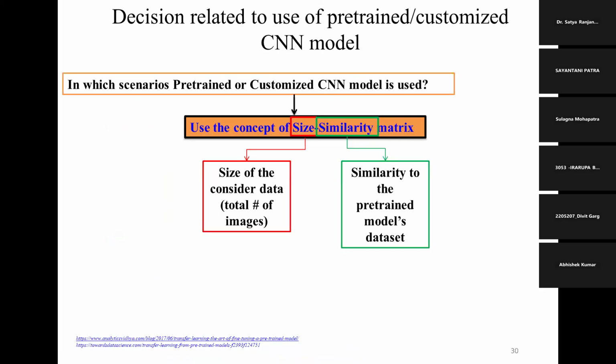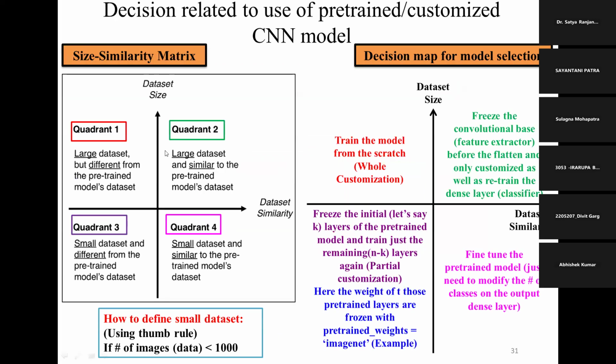Then comes the decision related to the pre-trained CNN model: in which scenario will you use a pre-trained model or a customized CNN model. There is also a concept of the size-similarity matrix. The size-similarity matrix means you consider the size of your data, like how many images you have, and also the similarity between your dataset and the dataset the model was already pre-trained on. Considering the size-similarity matrix, the first quadrant is where you have a large dataset but it is different from the pre-trained model's dataset.